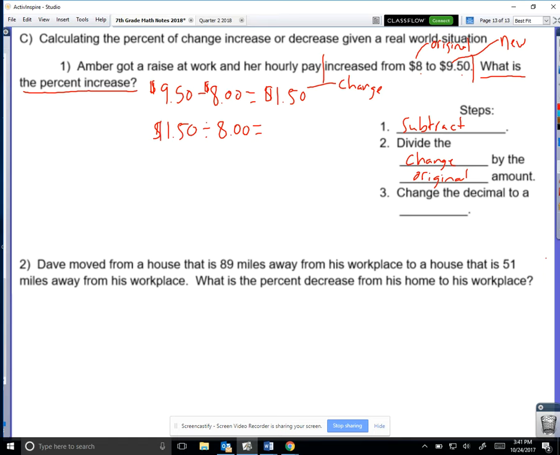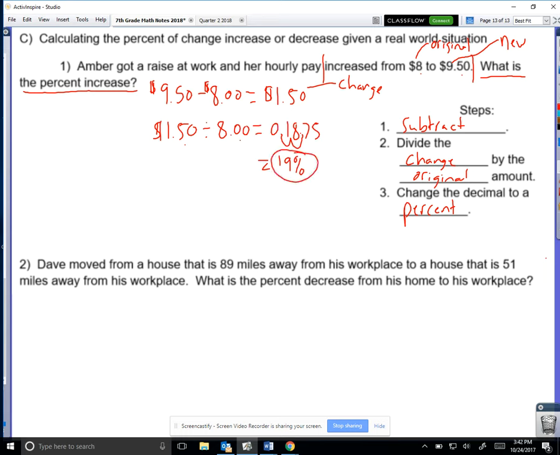Ouch. All right, so I'm going to divide those. Now I got it right. Change and original. I'm going to divide that out, and that is going to give me 0.1875. Okay, perfect. There's my decimal number. Now I'm on to step number 3. I'm going to change the decimal to a percent. Just take the decimal point in the answer we got and move it over 2 places. That's going to give me, rounded, 19%. And that's going to give me my answer.